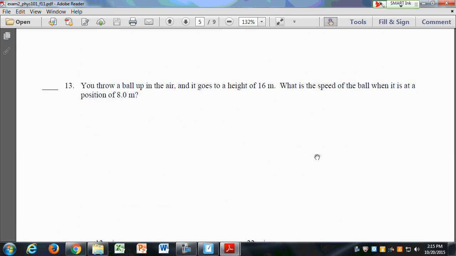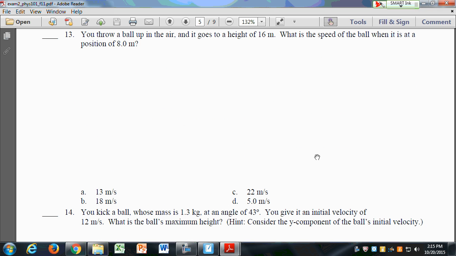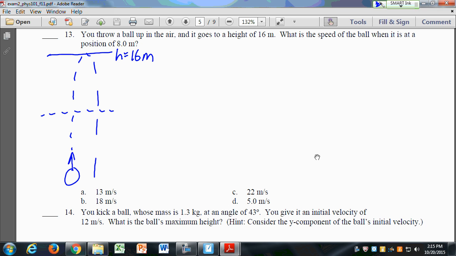This is problem number 13, exam 2, fall 11. You throw a ball up in the air and it goes to a height of 16 meters. What is the speed of the ball when it's at a position of 8 meters? A problem like this is like the cart problem. These are similar. You work them out the same way. In this one, I throw it up, it goes up, comes back down again. It goes to a height of 16 meters, and I want to know what is the velocity at 8 meters. So this is h equals 8 meters, and I want to know its speed.